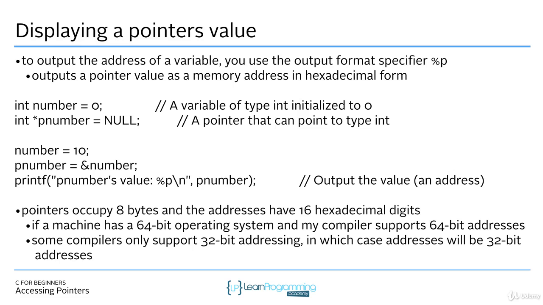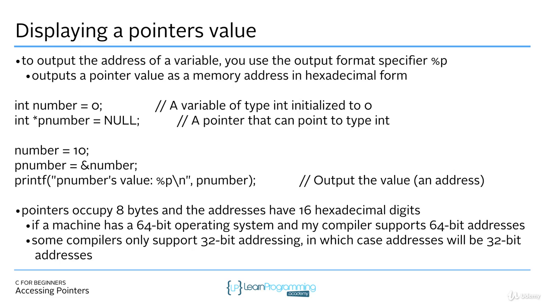Whenever you're not assigning something in a declaration to the pointer, make sure you initialize it to null. We then assign our number variable 10, and then we assign our pointer to the address of number. So the value of p number is actually going to be an address. So if we were to try to print it out, we would use %p, and that would be the value of the address. If we wanted to print out what it's pointing to, we'd have to dereference it using the indirection operator. But when you print out the address, what it does is it prints it out in hexadecimal. And pointers occupy 8 bytes in memory, and addresses have 16 hexadecimal digits.